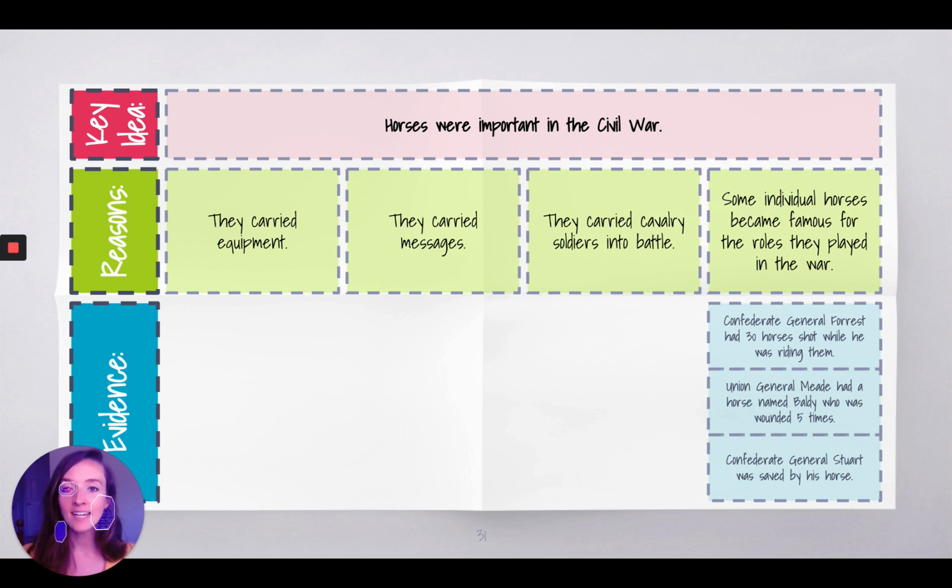We have our key idea, horses were important in the Civil War. Our reasons, they carried equipment, they carried messages, they carried cavalry soldiers into battle. Individual horses became famous for the important roles they played in the war. And then the evidence under that would be about Forrest having 30 horses shot while he was riding them, Meade's horse getting wounded 5 times, and Stuart's horse saving him.